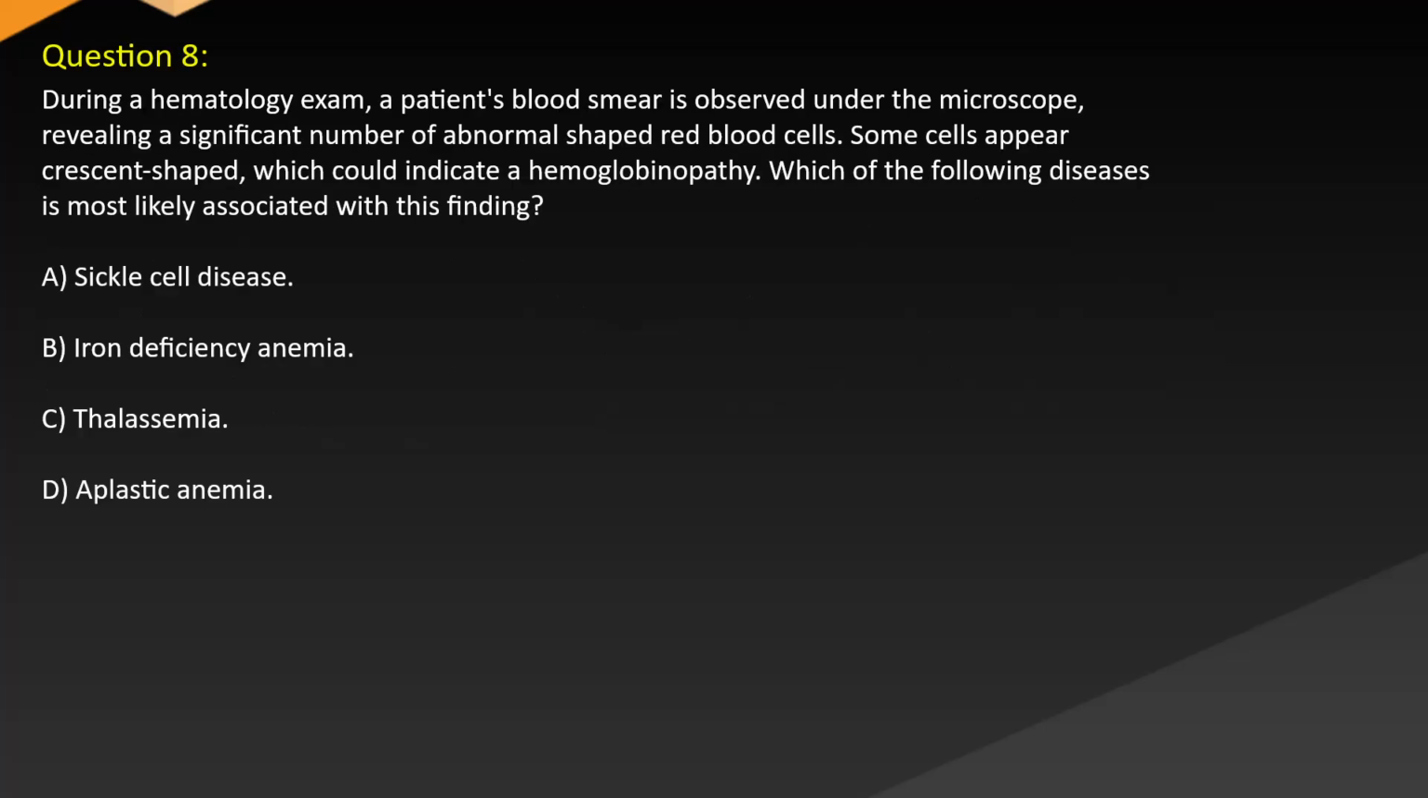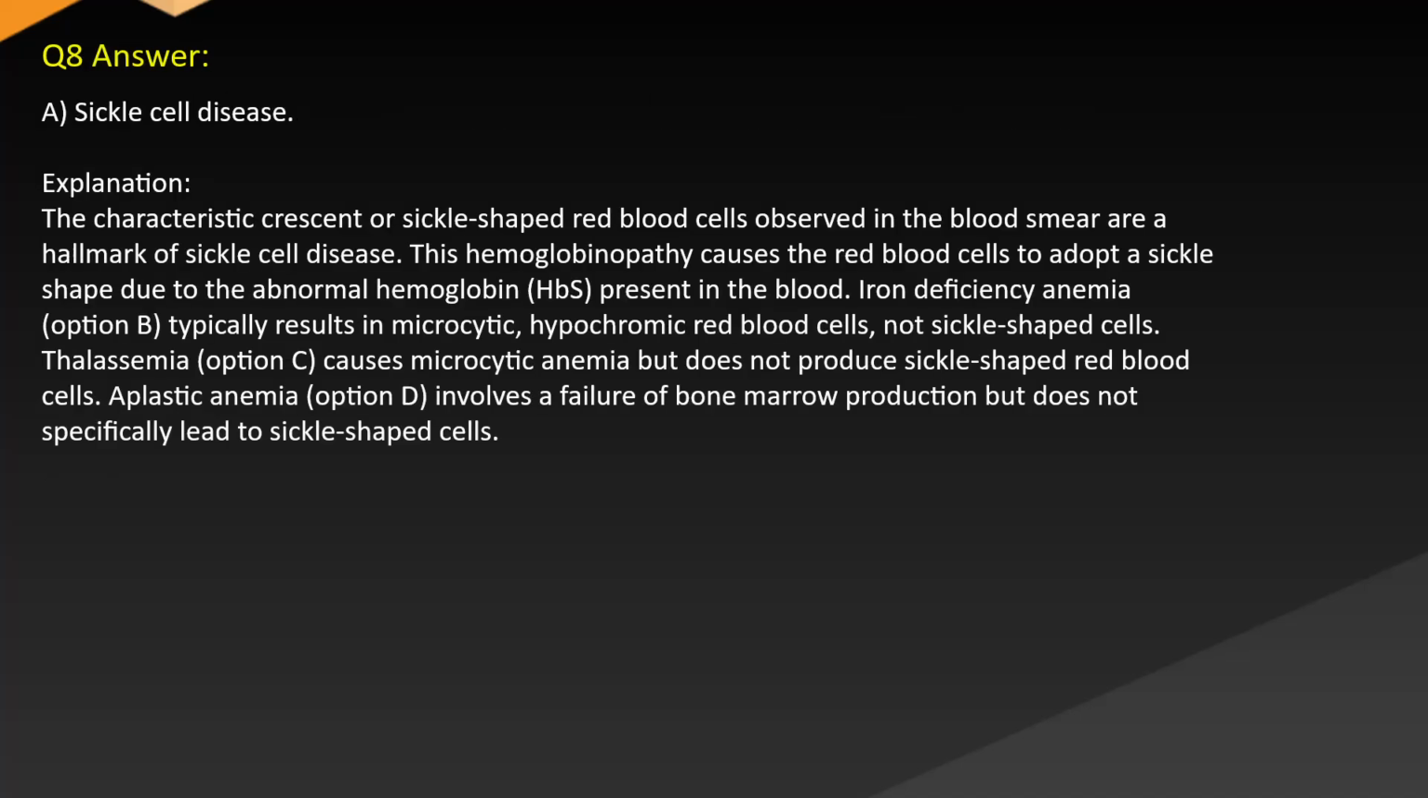Question 8. During a hematology exam, a patient's blood smear is observed under the microscope, revealing a significant number of abnormal-shaped red blood cells. Some cells appear crescent-shaped, which could indicate a hemoglobinopathy. Which of the following diseases is most likely associated with this finding? A. Sickle cell disease. B. Iron deficiency anemia. C. Thalassemia. D. Aplastic anemia. Answer A. Sickle cell disease.